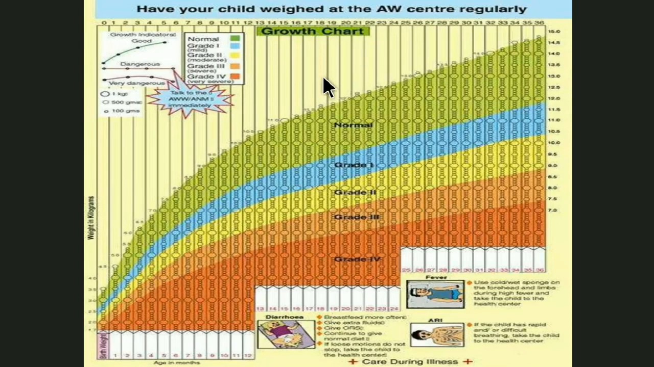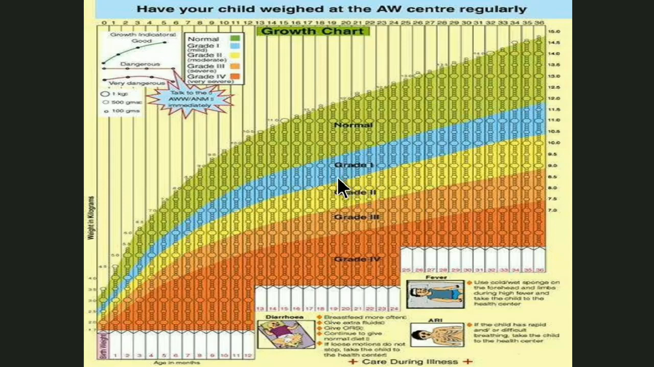This is a more detailed growth chart that has been designed by WHO. Here in the growth chart some specific things are mentioned, like the grade of growth delay. So there are 4 grades of growth delay. The first green one is the normal one. If the child's growth falls into the green zone, that means the child is growing normally. But if the child falls into the blue zone, this is grade 1, meaning the child has grade 1 growth delay.